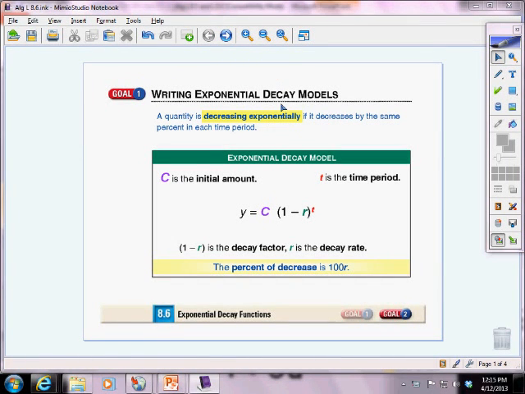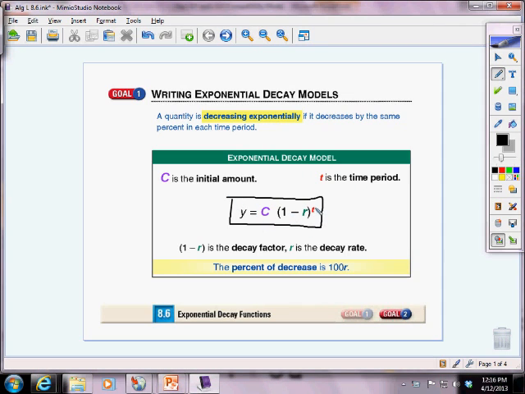In exponential decay models, they're very similar to exponential growth. Whereas in exponential growth, something is growing exponentially, so it's being multiplied by the same percent each time. In exponential decay, it's decreasing by the same percent in each time period. So we have our exponential decay model right here. Y equals C times the quantity 1 minus R raised to the t.